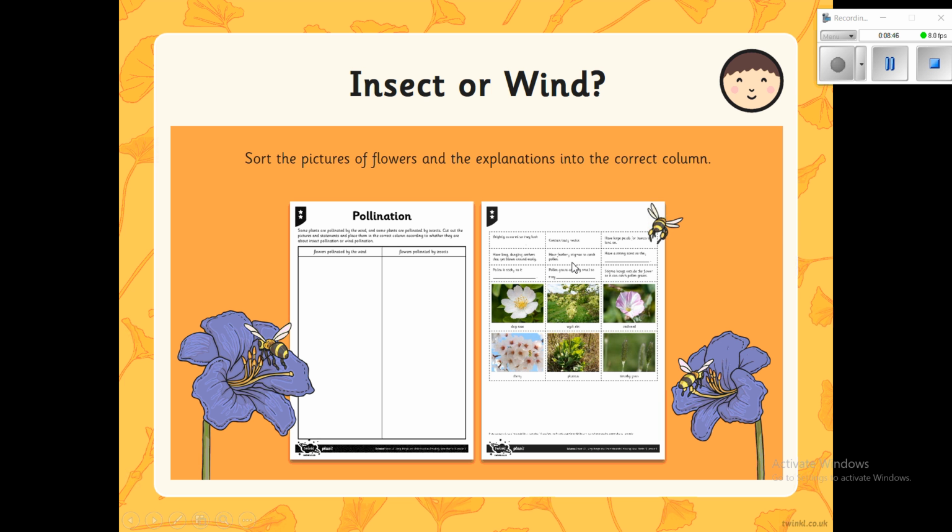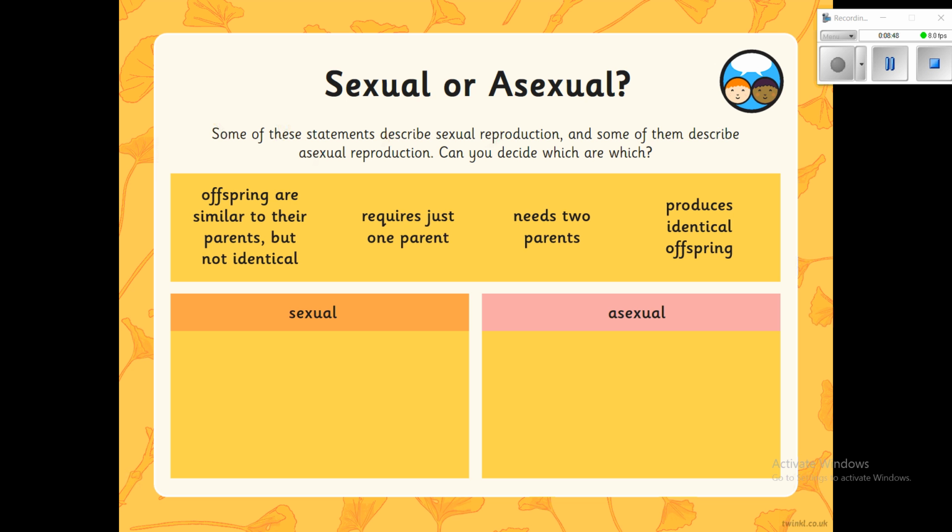And then next, you would have noticed there was another table underneath the table you just completed, saying sexual and asexual. What I want you to do is put these into the correct columns for me. So you've got offspring are similar to their parents, but not identical. Just like I mentioned earlier, you're not identical to your parents, but you're similar. So that is which kind of reproduction? Requires just one parent. Which reproduction does that go into? Needs 2 parents, which one's that, and produces identical offspring.